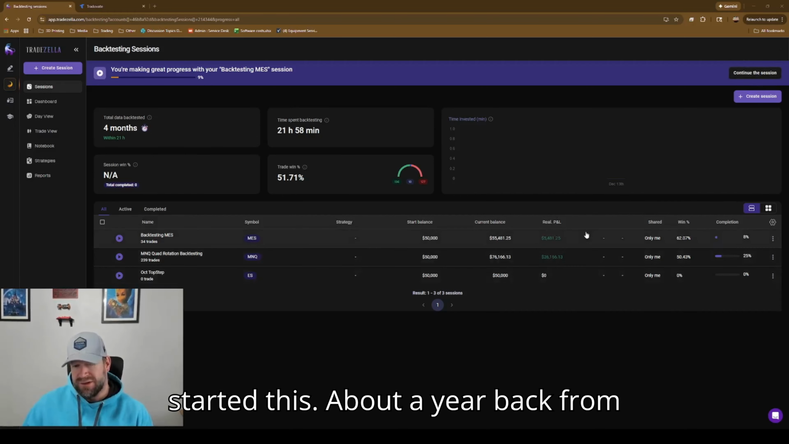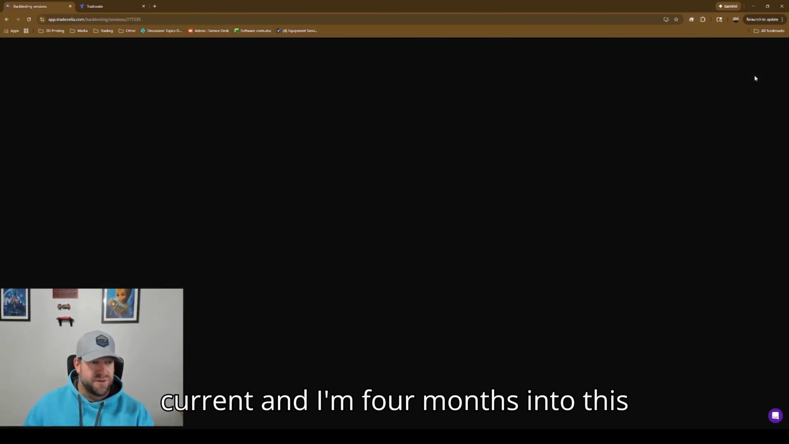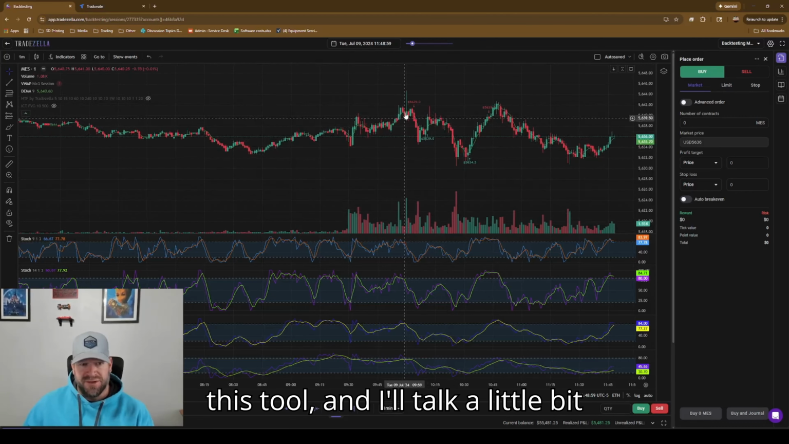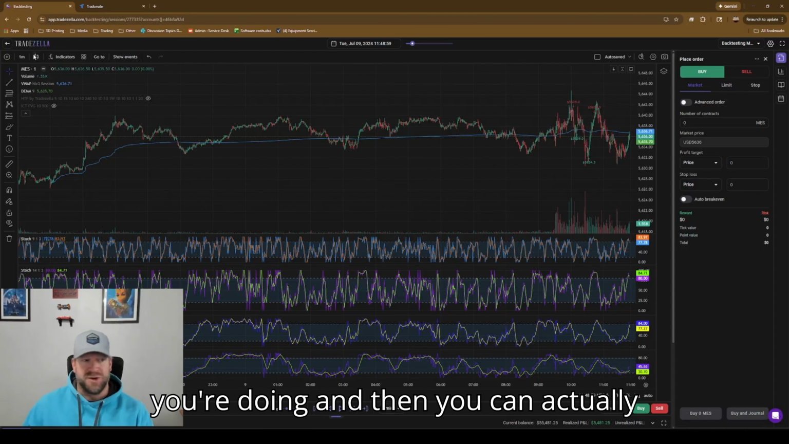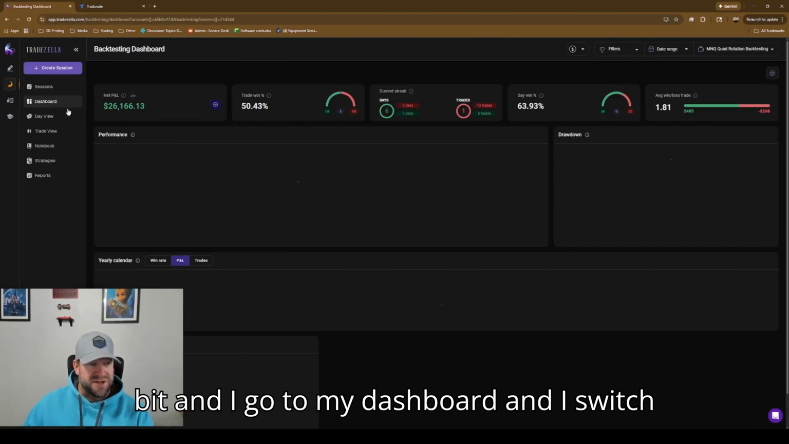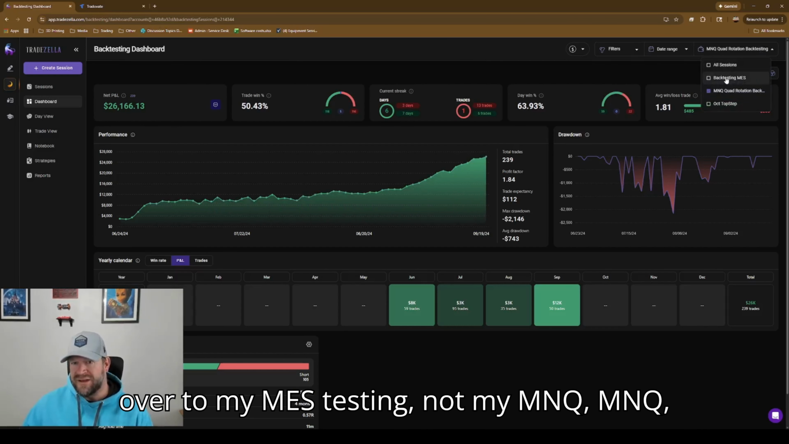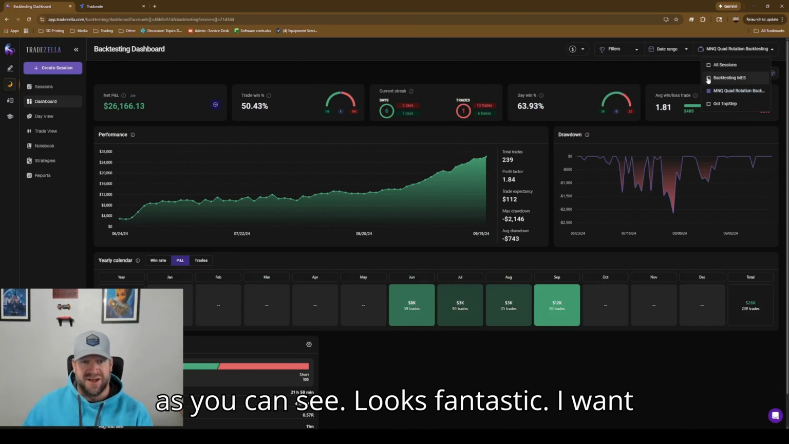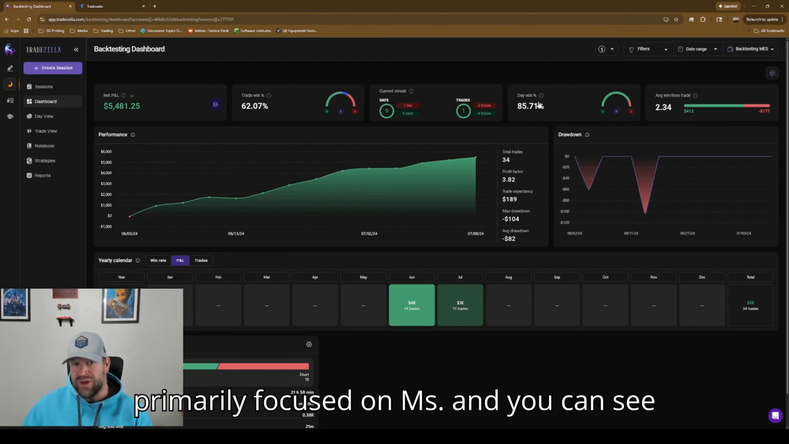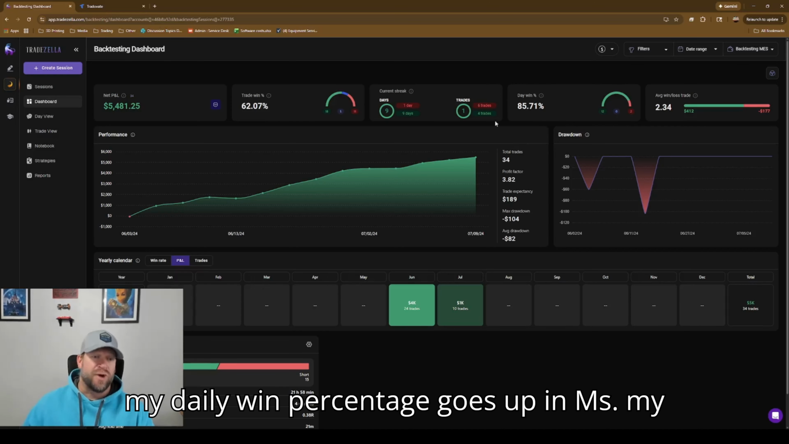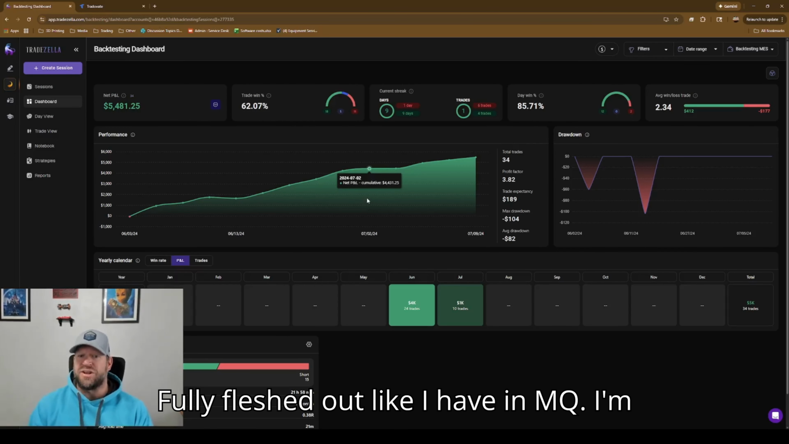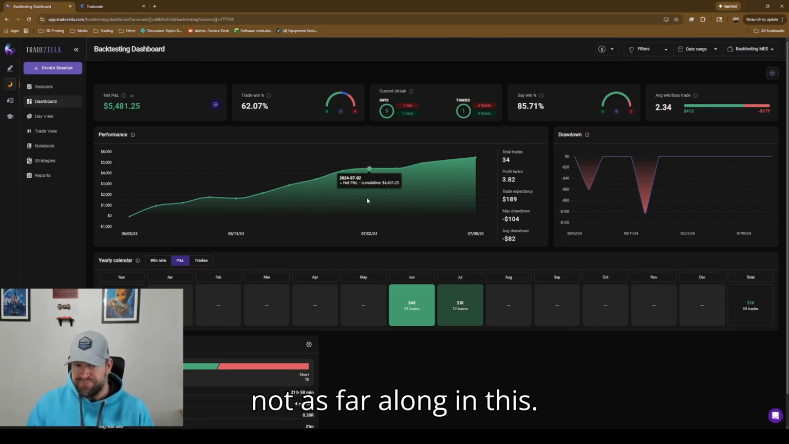So I started this about a year back from current, and I'm 4 months into this backtesting. What I love about this tool, and I'll talk a little bit about this, it tracks every single thing you're doing, and then you can actually come back in here and see what your stats are for this. So if I back up a little bit and I go to my dashboard and I switch over to my MES testing, not my MNQ. MNQ, as you can see, looks fantastic. I want to get back into that, but right now I'm primarily focused on MES, and you can see my daily win percentage goes up in MES. My trade win percentage goes up. I just haven't gotten the backtesting fully fleshed out like I have in MNQ. I'm not as far along in this.